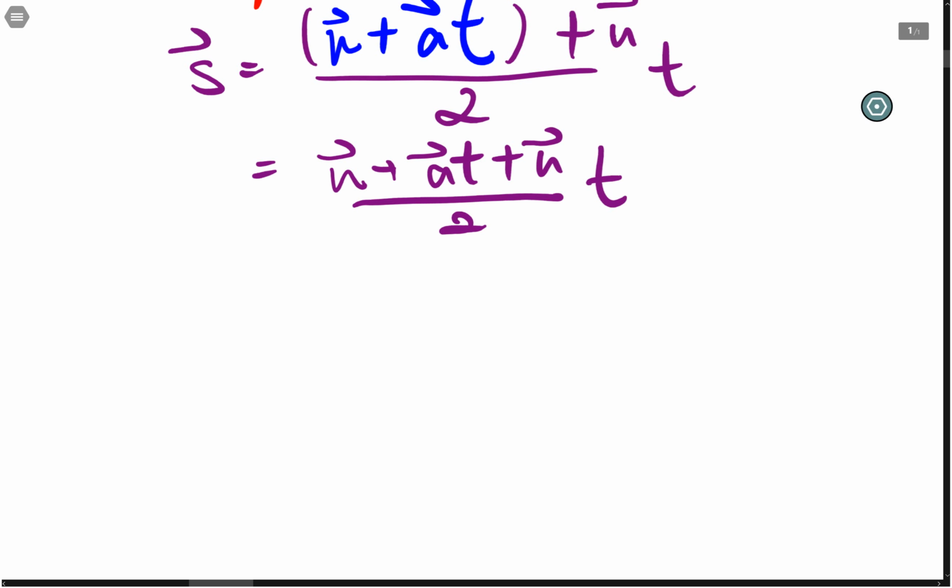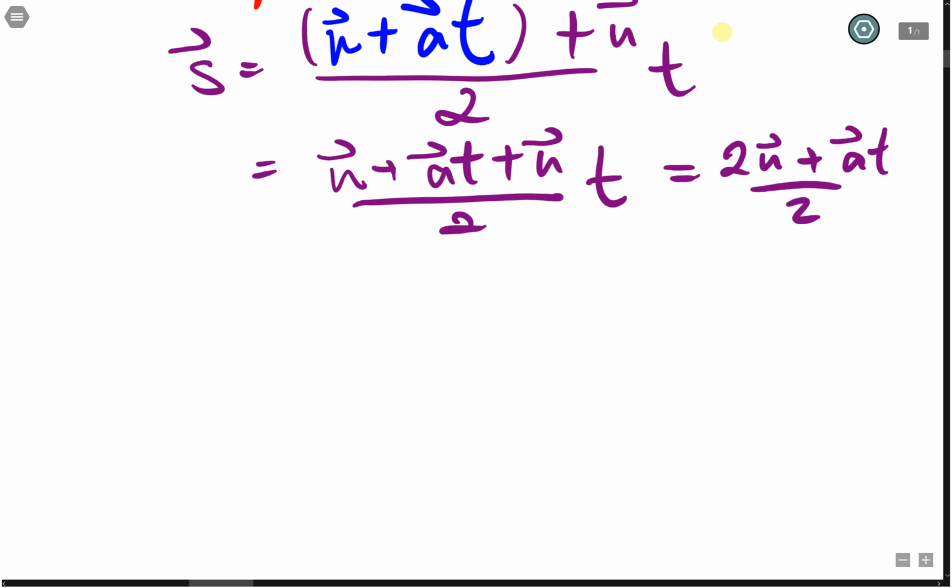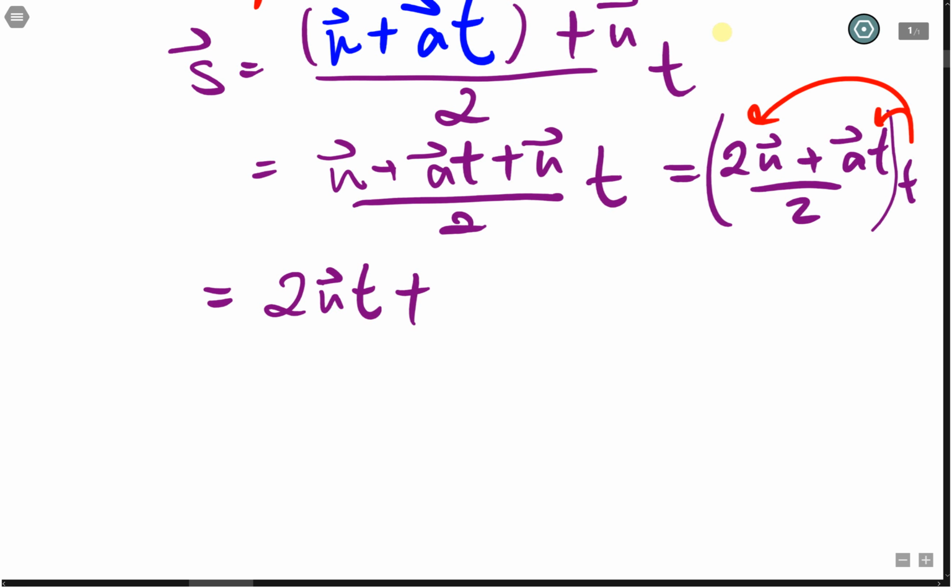Let's take a look. Oh, look, we have two U's. Let's put the two U's together. After I put the two U's together, I'm going to have 2U plus AT, divided by 2, and all of that multiplied by T. If I distribute the T inside my brackets, I am going to be left with 2UT plus A times T, and with another T that will be T squared. All of that divided by 2.